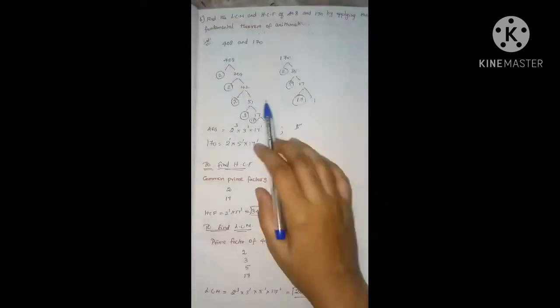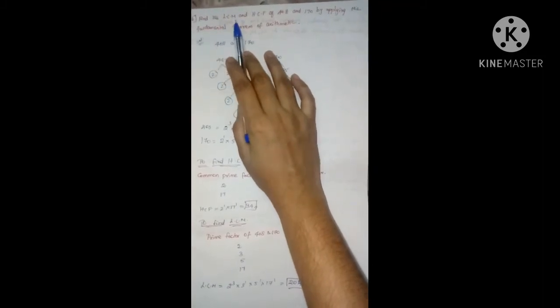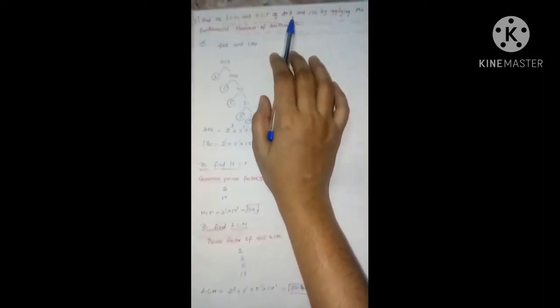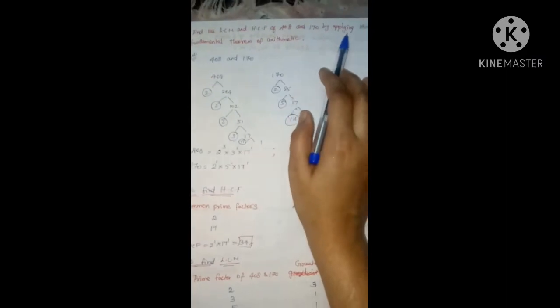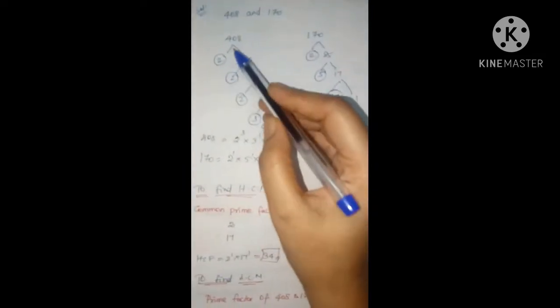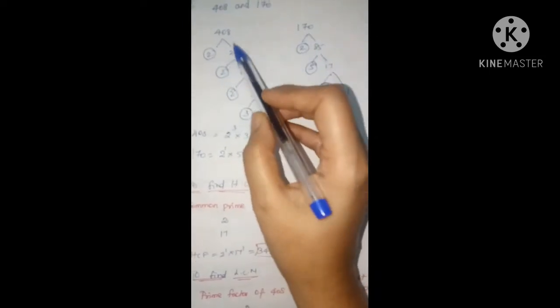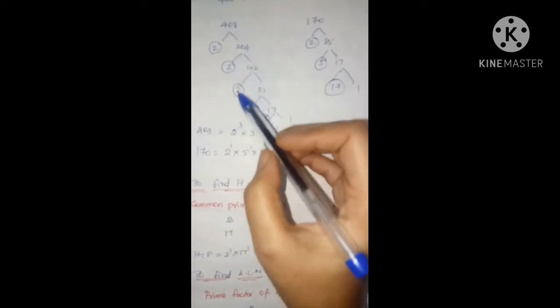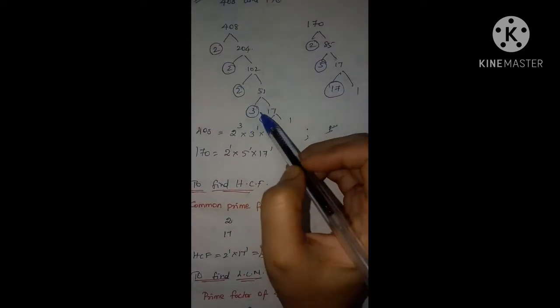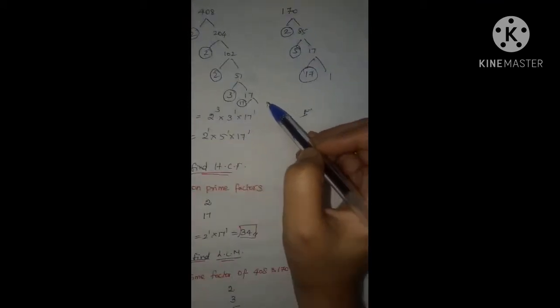That's all. Question number 6 from exercise 2.2. Listen to the question. Find the LCM and HCF of 408 and 170 by applying the fundamental theorem of arithmetic. 408 and 170. So first let us find the factors using the prime factorization tree method. 2 into 204, 2 into 102, 2 into 51, 3 into 17, 17 into 1.